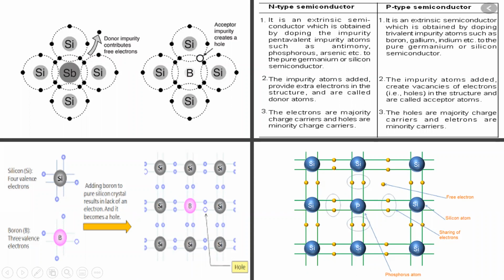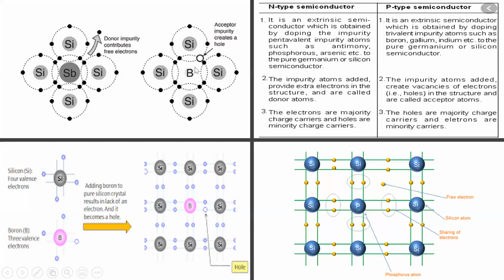There is a deficiency of an electron. Because it has only 3 electrons, it can share only 3 electrons with the neighboring silicon atoms. It doesn't have the 4th electron. So the position of the 4th electron is vacant. What do you call a vacancy or a deficiency of an electron? You call it a hole. So this hole can accept an electron from the neighboring atom. So from neighboring atoms, the electrons can jump to this position. So boron is called an acceptor impurity.